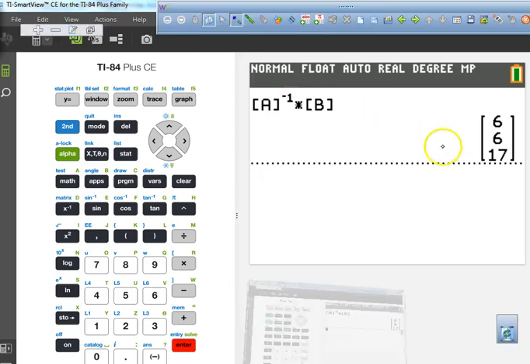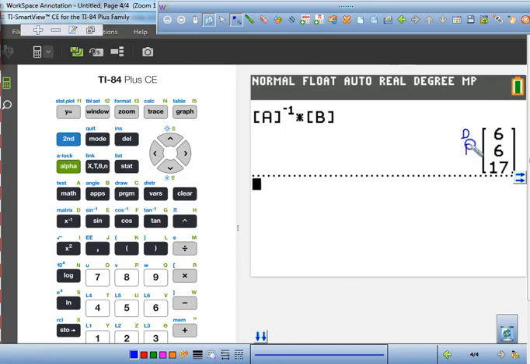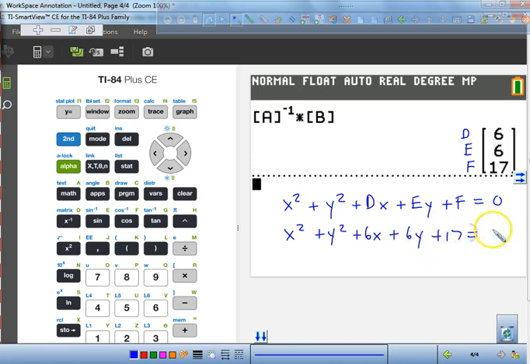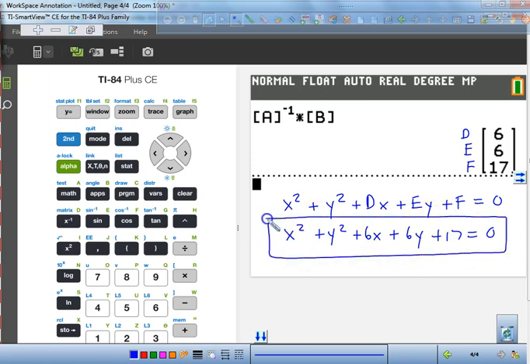Now some of you are like, whoop-de-doo. Well, guess what? That's D. That's E. And that is F. So if it's x squared plus y squared plus Dx plus Ey plus F equals 0, what are the numbers that we now have so we can find our circle? What is D? 6. What is E? 6. What is F? 17.